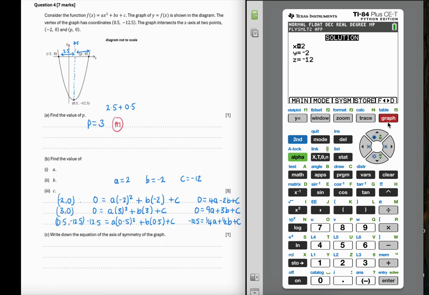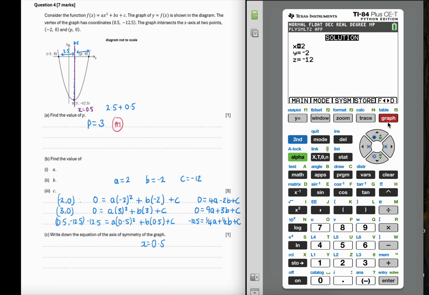And once we have those values, we're then asked to, in part c, write down the equation of the axis of symmetry. So the axis of symmetry is just this line here that I did earlier. And this line would be x equals 0.5. So you're just writing your answer in here as x equals 0.5, and that would be your full answer.